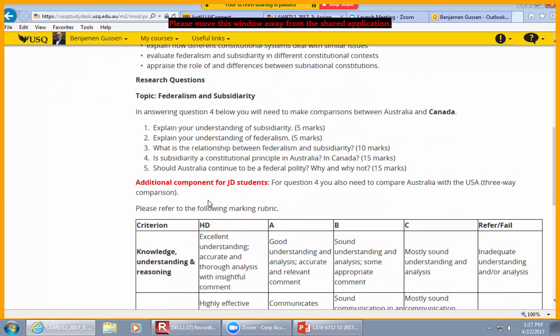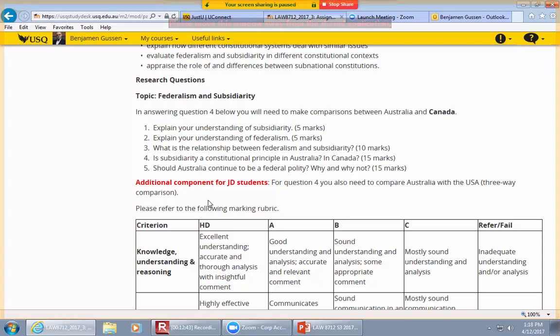So the research questions are on this topic, federalism and subsidiarity. And you see 5 questions there. It says in answering question 4, you will need to make comparisons between Australia and Canada. So that's if you are an LLB student. That's the 3,500 word opinion.